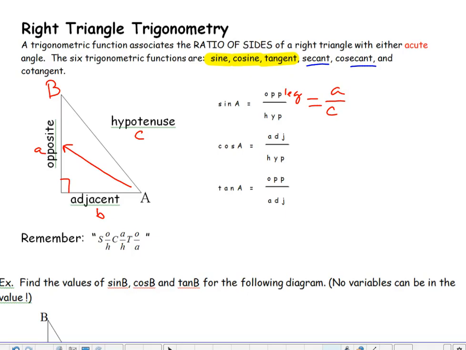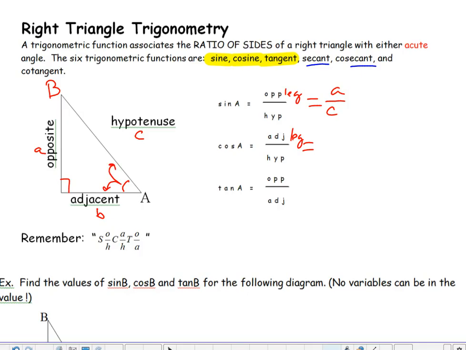Well, the cosine of angle A is the adjacent leg divided by the hypotenuse. Well, what leg is adjacent to angle A? Well, the word adjacent means next to. So if this is my angle, then the side that's next to this angle is either this side here or this side here.